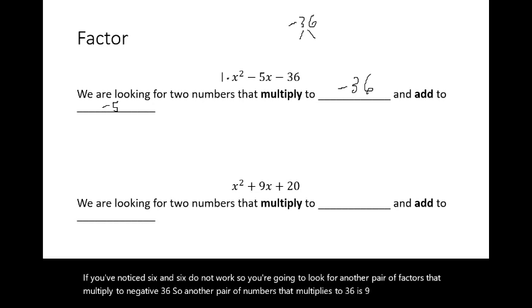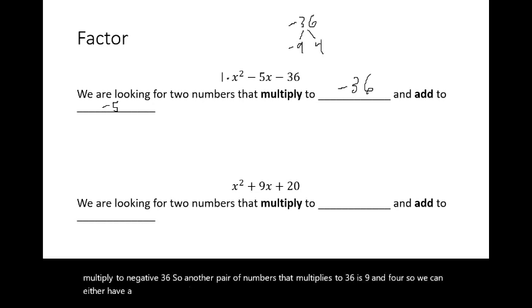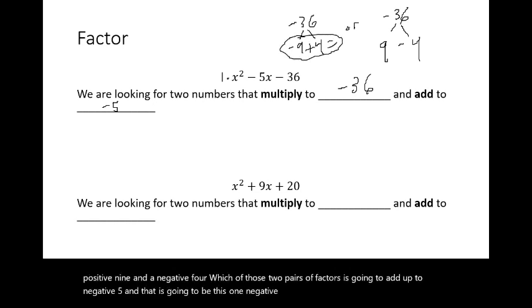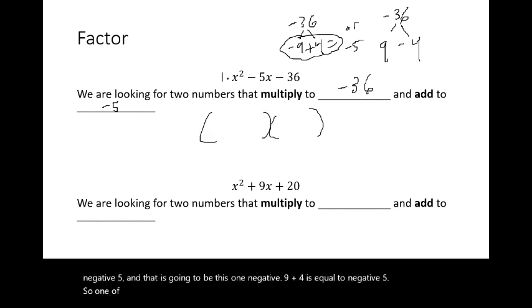So another pair of numbers that multiplies to 36 is 9 and 4. So we can either have a negative 9 and a positive 4, or to multiply to a negative, we could have a positive 9 and a negative 4. Which of those two pairs of factors is going to add up to negative 5? And that is going to be this one. Negative 9 plus 4 is equal to negative 5. So one of your factors is going to have an x minus 9, and the other factor is going to have an x plus 4.